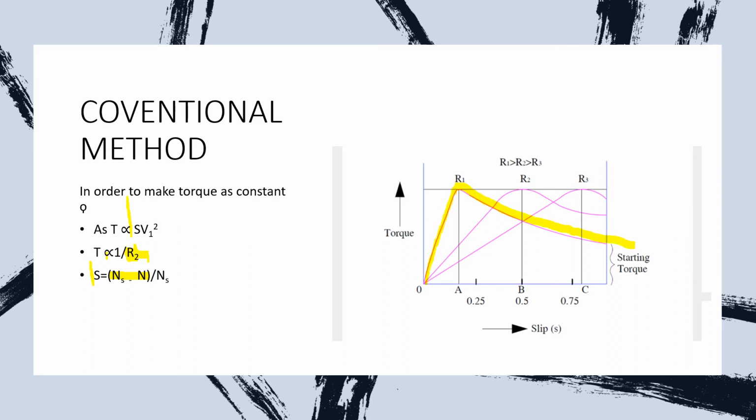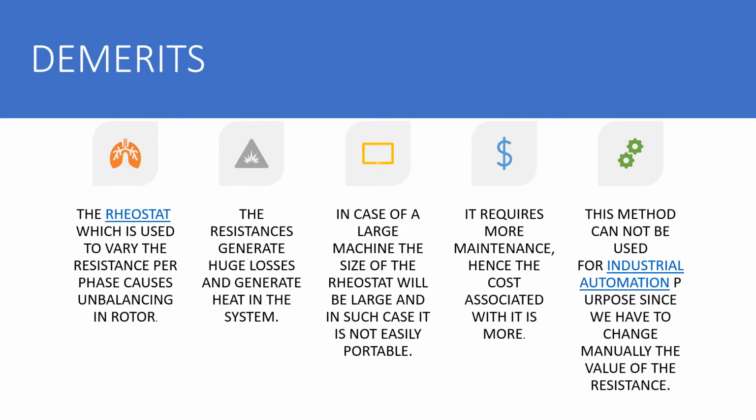These are all the various resistance ranges, which implies R1 is greater than R2 and R2 is greater than R3, and this shows the starting torque conditions. Though the conventional method is useful, it faces many disadvantages.